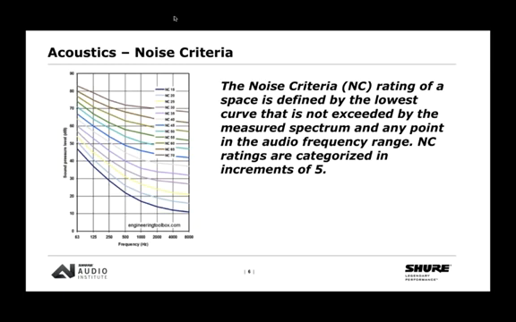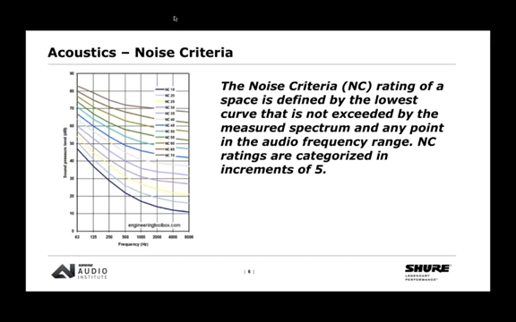The other side of that, all the way at the bottom, is an NC 15 rating, and that would be a very quiet room. So think of things like an IMAX theater. These are spaces that tend to have that specification or requirement that the noise criteria must not exceed 15 or 20. Notice that these are increments of 5.